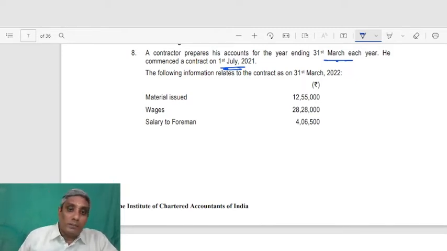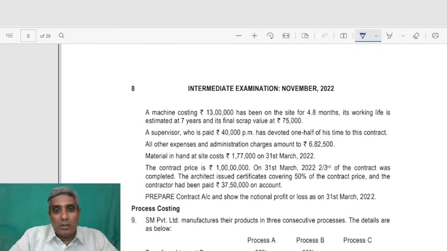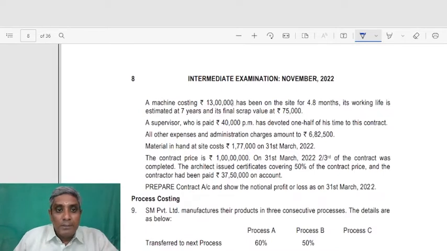The following information relates to the contract as on 31st March. Material issued, wages, salary to foreman. These are all routine details of a contract. A machine costing 13 lakh has been in site for 4.8 months, and its working life is estimated at 7 years and final scrap value at 75,000. So the depreciation calculation.